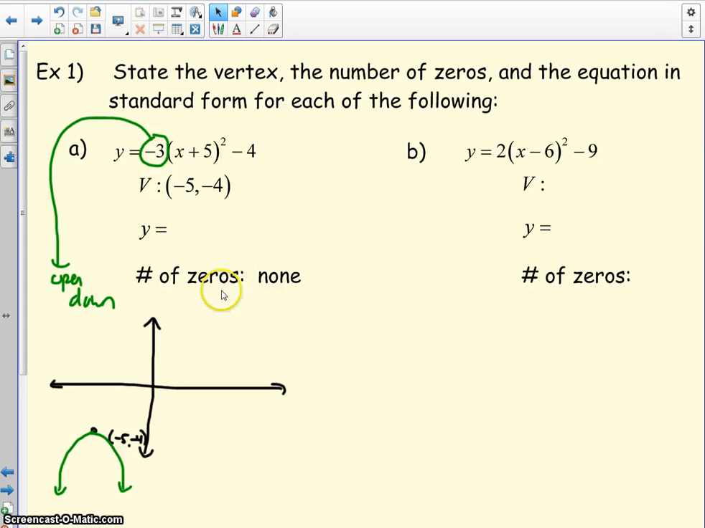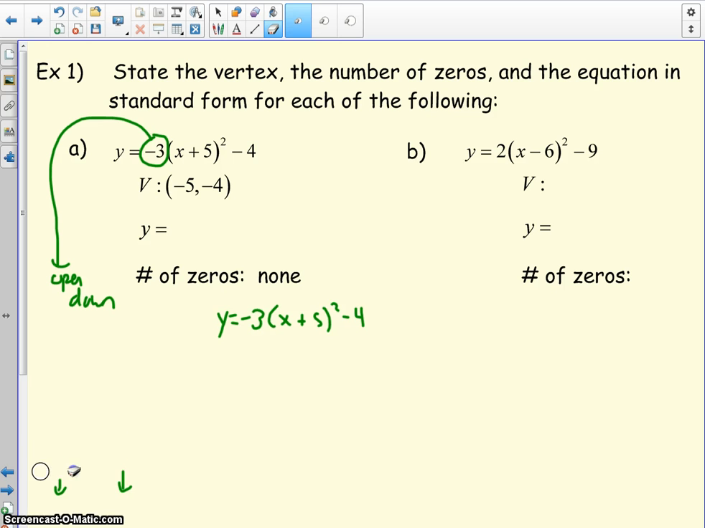Now, getting to standard form takes a little bit longer. I have y = -3(x + 5)^2 - 4. You'll remember that standard form has everything expanded and simplified, and that's what we're going to do here to get this into standard form. So right now I have y = -3(x + 5)^2 - 4, and I'm going to expand everything out. Let's make some space here.